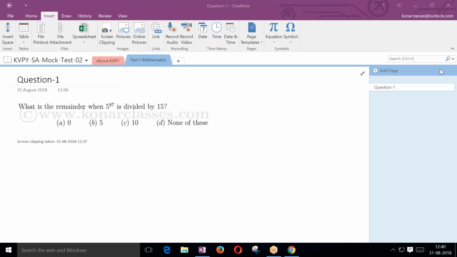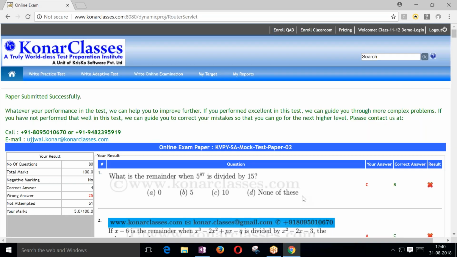Okay, students, so let us start our discussion on the KVPY mock test paper 2, solution to the questions. As I told you, all these questions are available in the online test platform. Here is the result, and let's see how we can understand all these questions one by one.